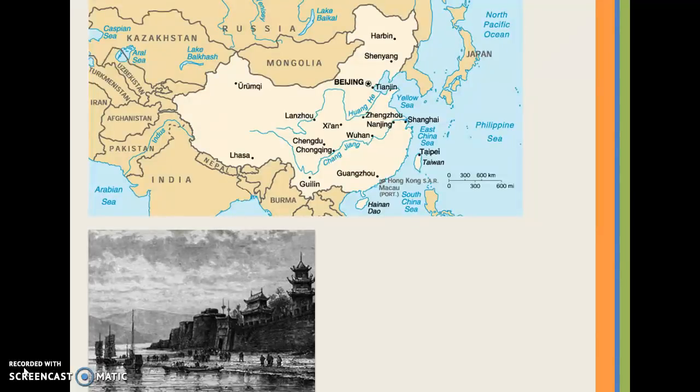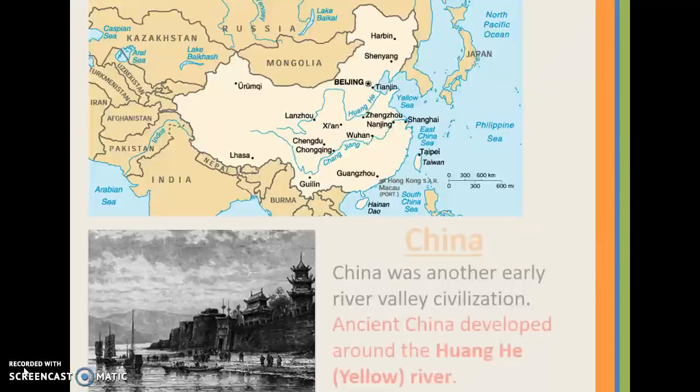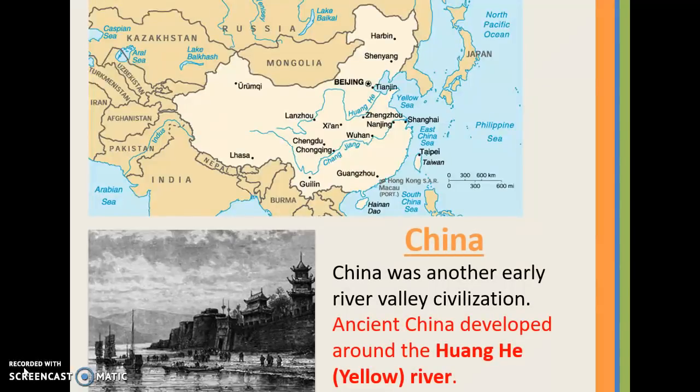Okay, now we're going to move into China. We're going to go east into Asia, into China. China was another early river valley civilization, and they're going to develop around the Huanghe River. We call it the Yellow River today, but in this class, we're going to call it the Huanghe River. And you can see it right here.